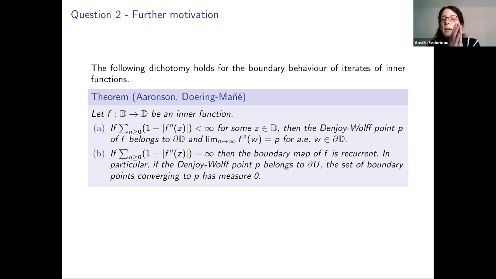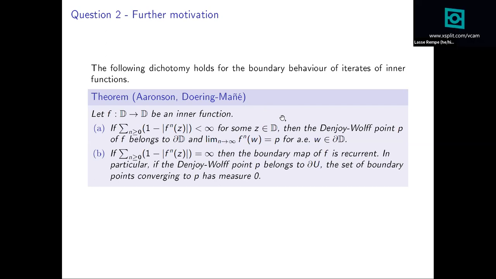So let's recall here that we had already seen the Denjoy-Wolff theorem, which gives us a detailed description of the behavior in the interior of D. And here, what we have is a complete dichotomy on the boundary behavior, in the sense that if this sum is convergent, or as we also know it, the Blaschke condition holds, then the Denjoy-Wolff point belongs to the boundary, and almost all boundary points have orbits converging to it. Okay, so this is the nice case. So whenever the Blaschke condition holds, we have that the Denjoy-Wolff point belongs to the boundary, and almost all boundary points have orbits converging to the Denjoy-Wolff point.